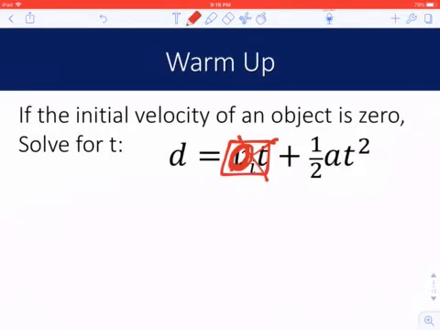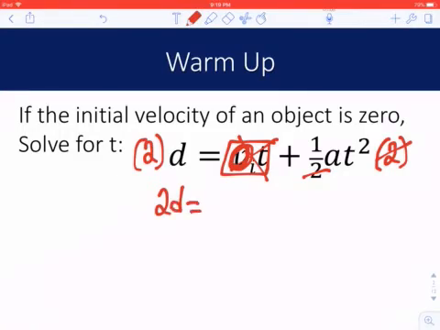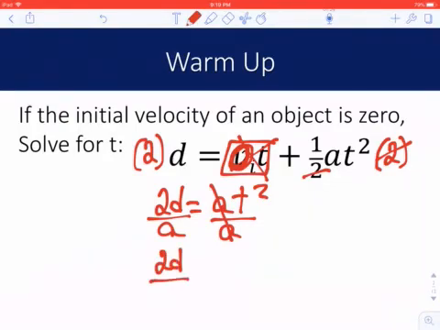If we're going to solve this for t, we want to get everything to the other side of the equation. So I'm first going to multiply both sides by 2. And the 2's will cancel on the right. Now I have 2d equals a t squared. I still want to get t by itself, so I'm going to divide both sides by a. And when I divide both sides by a, the a on the right-hand side cancels out. Now I have 2d over a equals t squared.